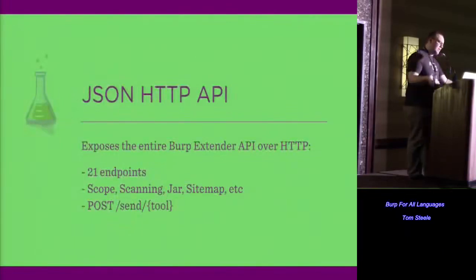So in addition to the WebSocket API, we also have a JSON HTTP API, like I said. It has 21 endpoints, so it pretty much takes any function that's in Burp Extender and exposes it to you via a JSON interface. So you can do things like add and remove URLs to scope, see your scope, do passive and active scans. You can affect the cookie jar, so you could add cookies for Burp to use. You can get the sitemap, affect the sitemap, things like that. And one of the cooler things that I end up using quite a bit is posting to a tool. So you can post a request to, like, Repeater via just HTTP.